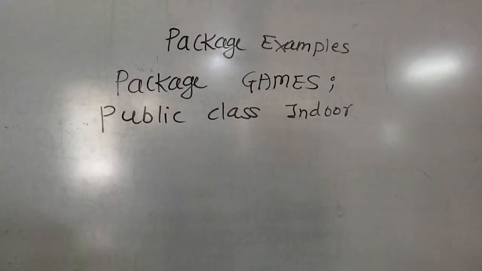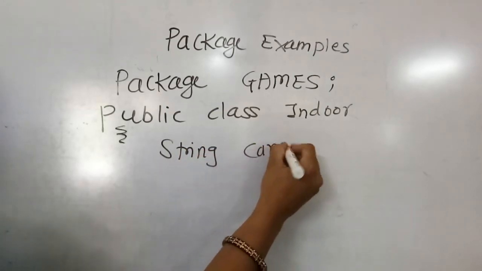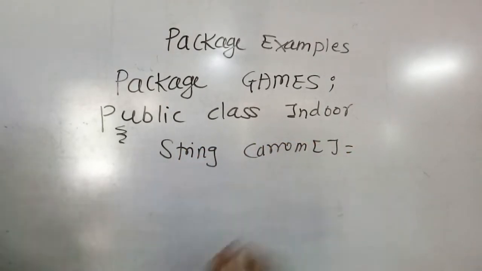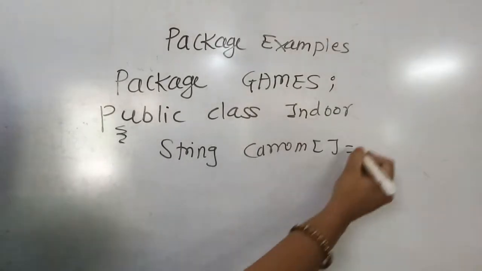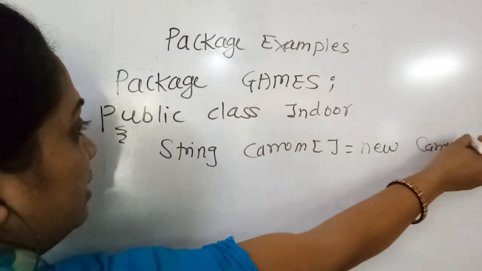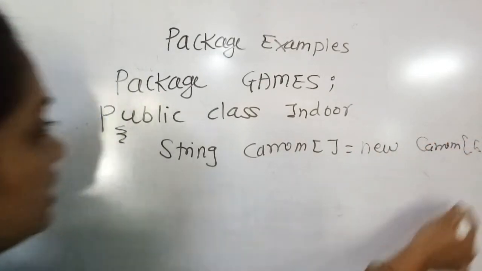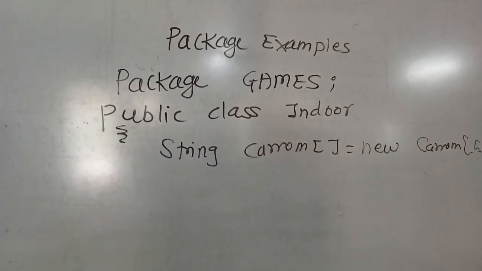Okay. Then in this you have to keep a record of the different indoor games, and suppose for that we will take a sample string, like string type carom, and it is nothing but an array, and it has memory initialization: string type carom equals new carom, and in brackets you have to specify the size here, for example 5.